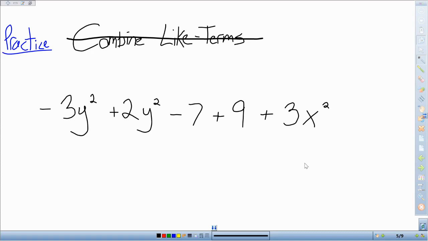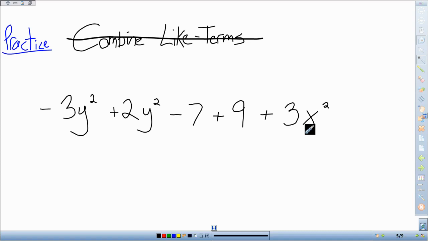Okay, so taking a look through this problem, it looks like we have 1, 2, 3, 4, 5 terms. Sorry, I'm restarting my board. There we go. So we got 1, 2, 3, 4, 5 terms here. All right. I'm looking through these and I notice, oh, I've got some y squareds and I got an x squared. What should I start with is kind of the question.